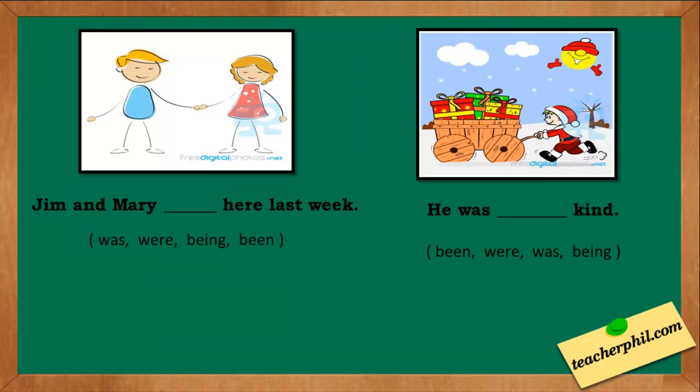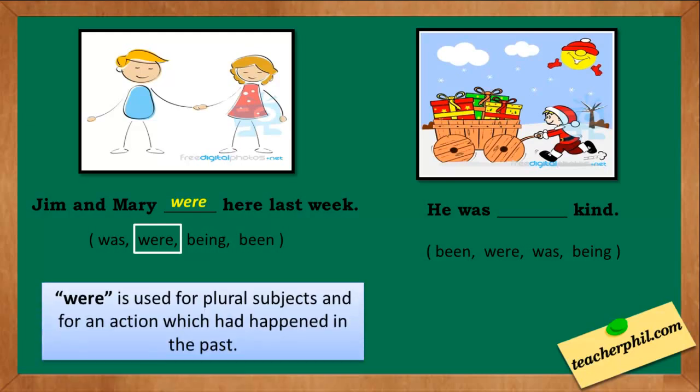Jim and Mary blank here last week. Is it was, were, being, or been? The correct answer is were. Jim and Mary were here last week. Why? Because were is used for plural subjects. In this case, Jim and Mary, and for an action which had happened in the past, last week.